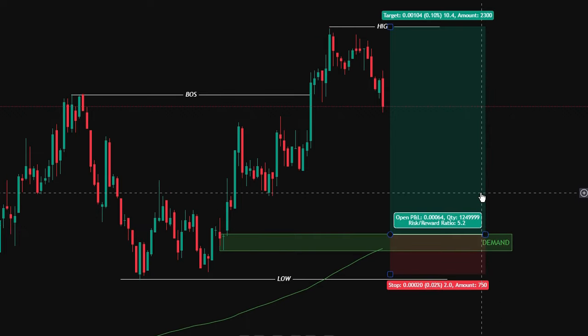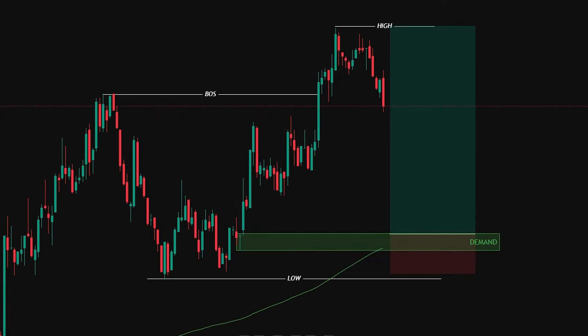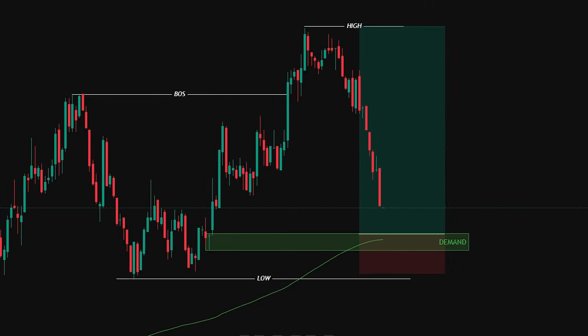This is completely a double. So I'm risking $100, and I can get $500 there for that $100 risk. So this is actually the strategy, and this is the magic of imbalance trading. Now we'll forward this candle and let's see when the market comes to this.